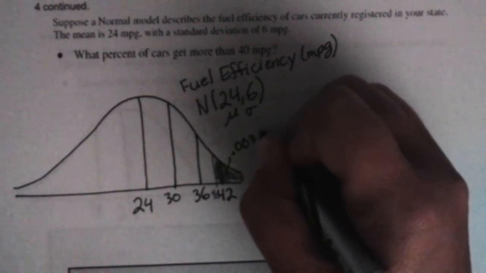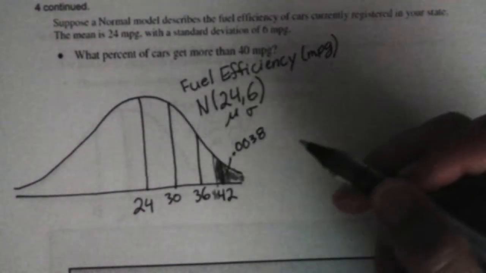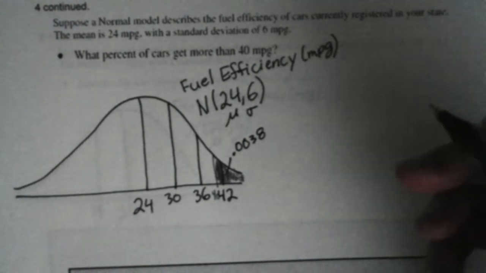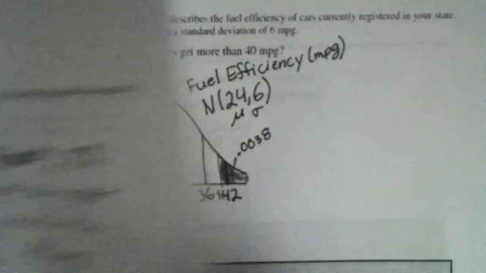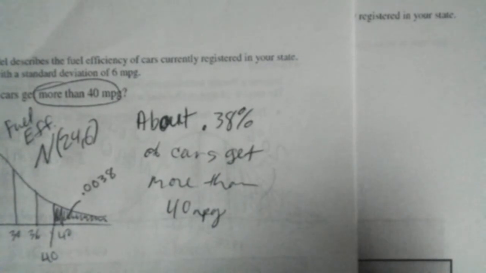0.0038. So if we move our decimal space over 2, only about 0.38% of cars get more than 40 miles per gallon. Okay, so your sentence there: about 0.38% of cars get more than 40 miles per gallon.